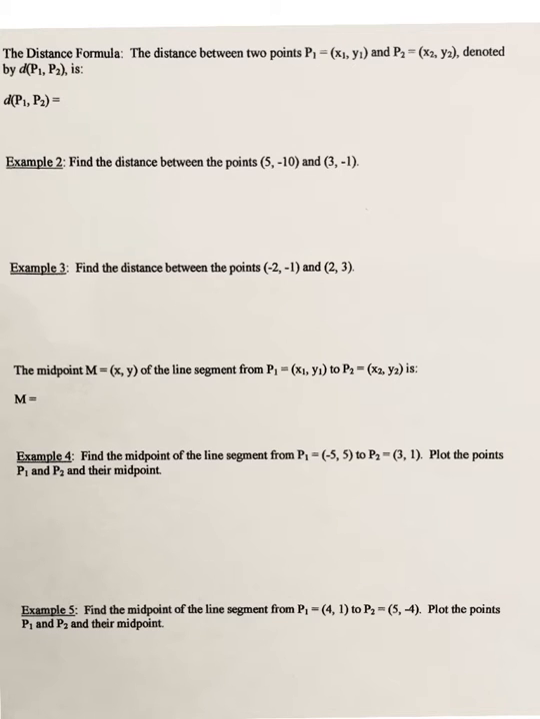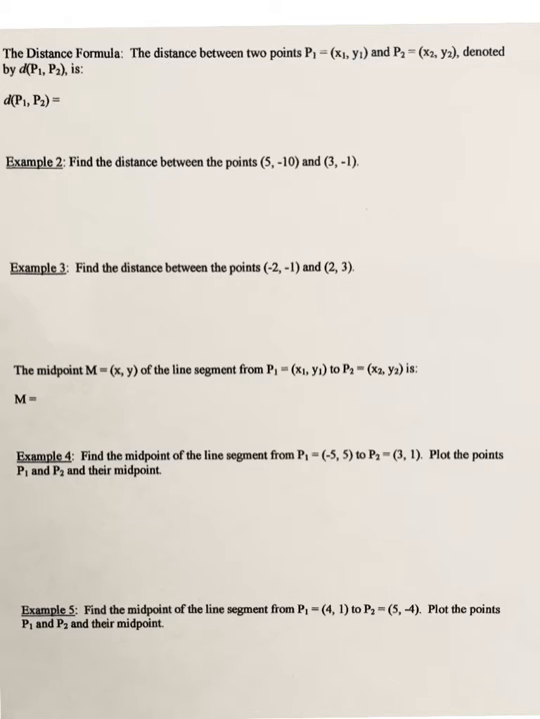This is section 2.1 on the distance and midpoint formulas. So starting with the distance formula, the distance between any two points, they call the first point P1, where the 1 is a subscript, is (x1, y1), and point 2, or P subscript 2, is (x2, y2). Denoted by D for the distance of point 1 to point 2, it is the following formula.